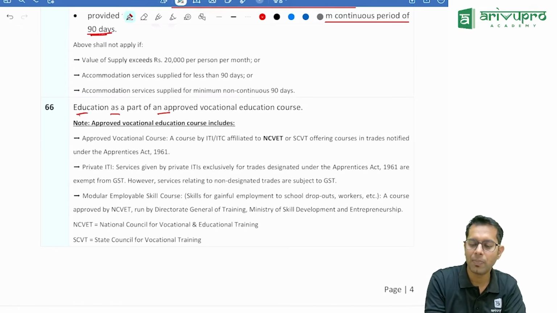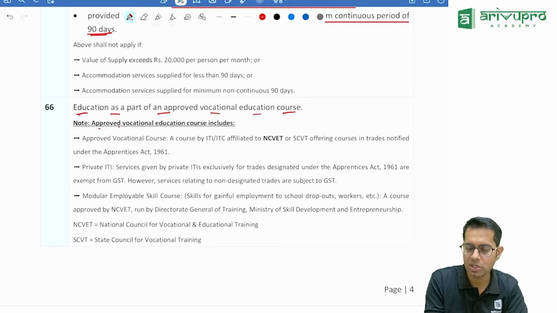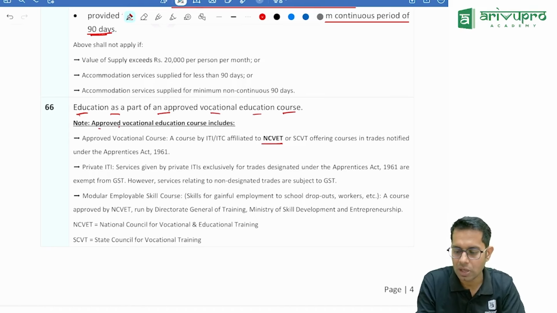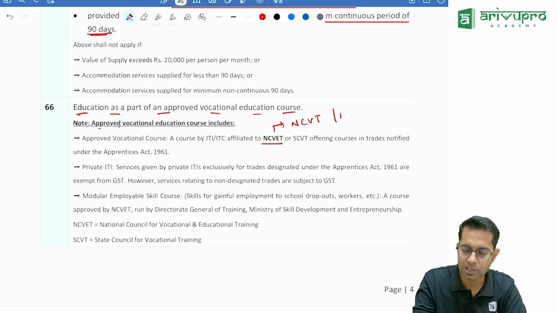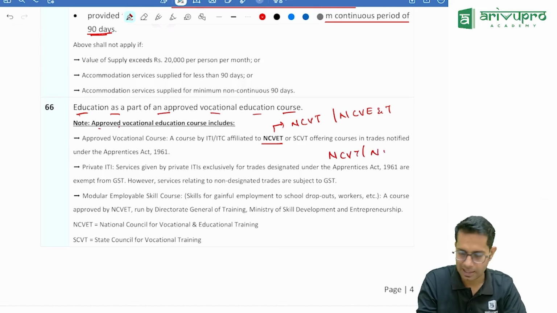Education as a part of approved vocational education courses. Now, approved vocational courses include National Council of Vocational Educational Training. Before this was called National Council of Vocational Training. Now it is called what, sir? National Council of Vocational Education and Training. So for services given by them, if they write NCVT or NCEVT, it is exempt.